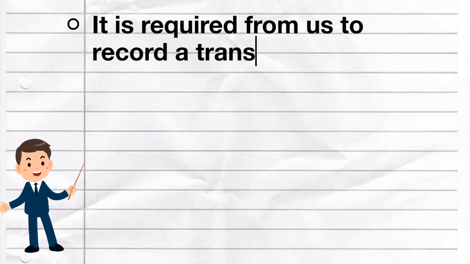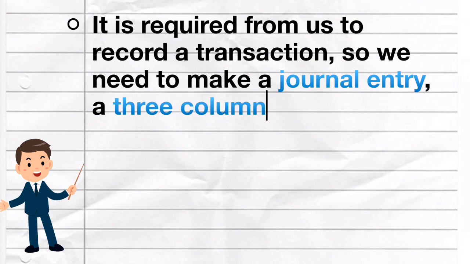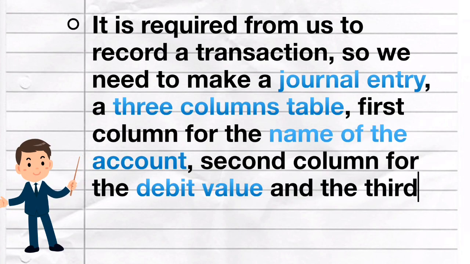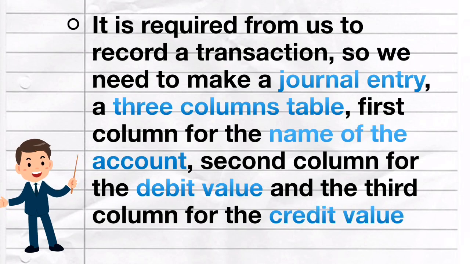We need to understand that all accounting transactions must be recorded in a journal entry, which is a table of 3 columns. The first column is for the account name, the second column is for the amount on the debit side, and the third column is for the amount on the credit side. So the first thing that we need to do is to draw a table for the journal entry.